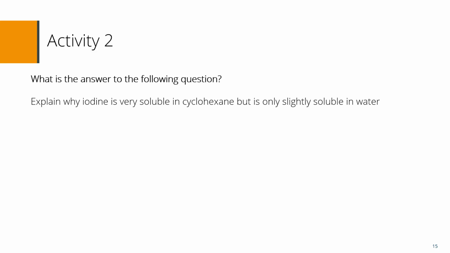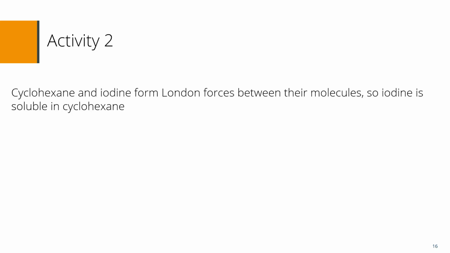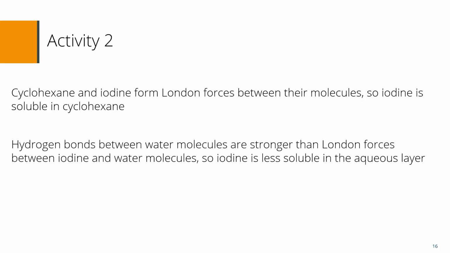So I would be looking to write an answer in terms of London forces and hydrogen bonding, and I would hope that that is the answer my students will come up with. That cyclohexene and iodine form London forces between the molecules, so iodine is soluble. Like dissolves like, basically. And then hydrogen bonds between the water molecules are much stronger than the London forces between iodine and water molecules, so iodine is less soluble in the aqueous layer.